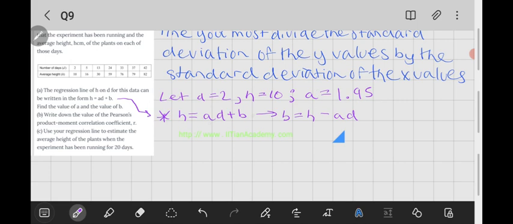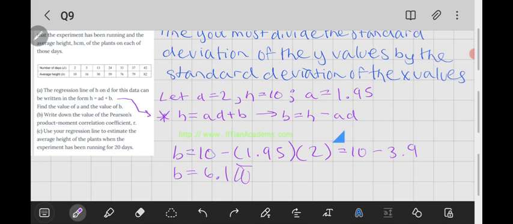Then if we rearrange our equation to solve for B, B will be equal to H minus A times D. So when we substitute our values into this, we will get B is equal to 10 minus 1.95 times 2, which is 10 minus 3.9, which comes out to B is equal to 6.1000, and the zeros continue on. But our answer is that A is 1.95 and that B is 6.1.